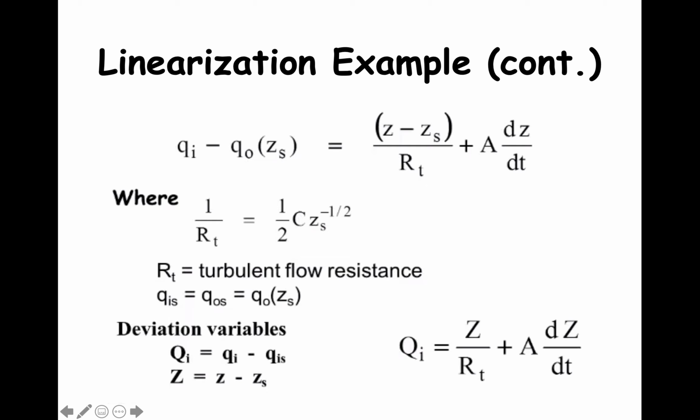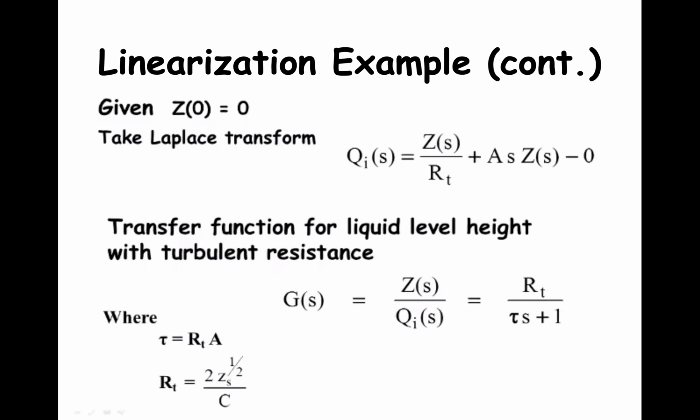We can now define deviation variables and write the differential equation for the fluid depth Z as a function of the inlet flow rate deviation variable. Given that Z at time t equals 0 is 0, we can take the Laplace transform of our differential equation with the deviation variables and write the expression as a transfer function. Z of S over inlet Q of S equals R of t over tau times S plus 1. As before, tau equals A times R of t, and from the linearization process, R of t equals 2 times Z at steady state to the 1/2 power over C.